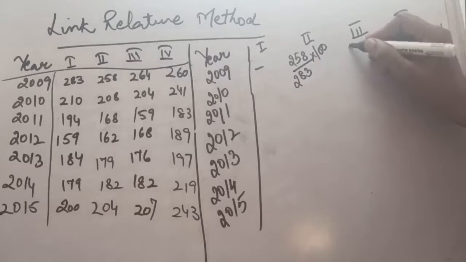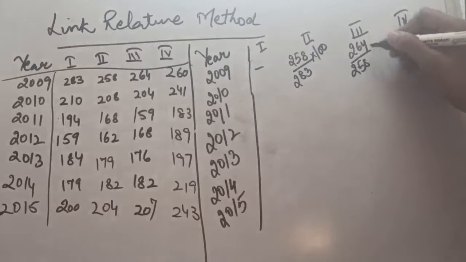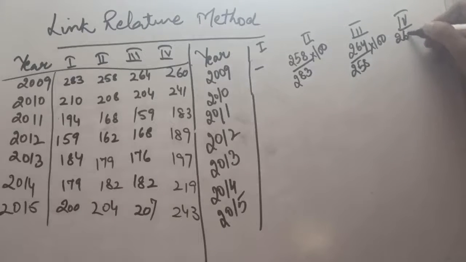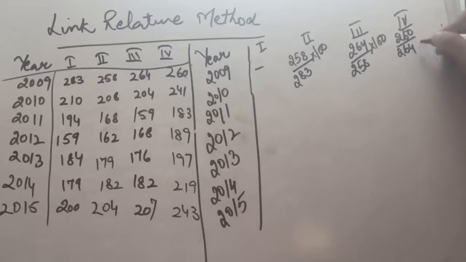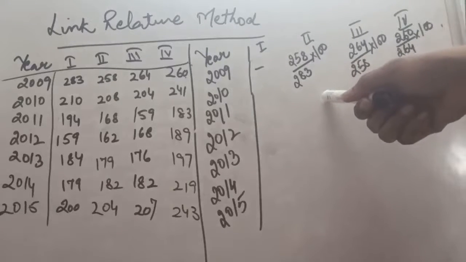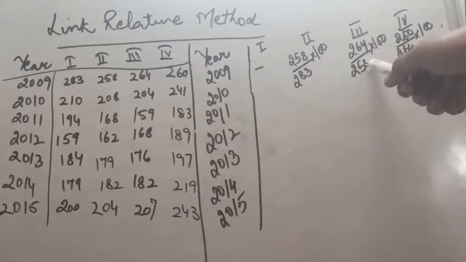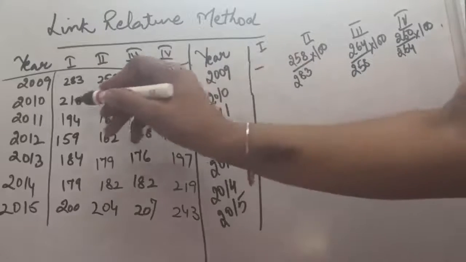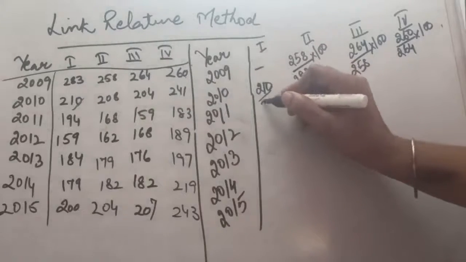For the third, it will be 264 divided by the previous, 258, into 100. And for the fourth quarter also, 260 is the current value divided by 264, the previous quarter value, into 100. So like this we will calculate. When we solve this, it will be 91.17, 94.57 and 106.56. If we move towards 2010, for 2010 current is 210 and previous is 260, into 100.